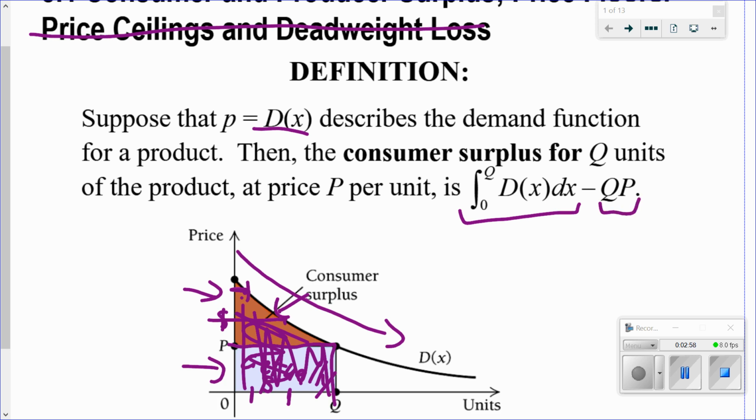So we need to subtract out this rectangle below. That is this Q times P. The quantity is the width of my rectangle, the price is the height of my rectangle, so I'm subtracting out the rectangle that represents what we actually paid. So I get the antiderivative of the demand function from 0 to the quantity sold, and I subtract out the amount that represents what we as consumers actually paid.